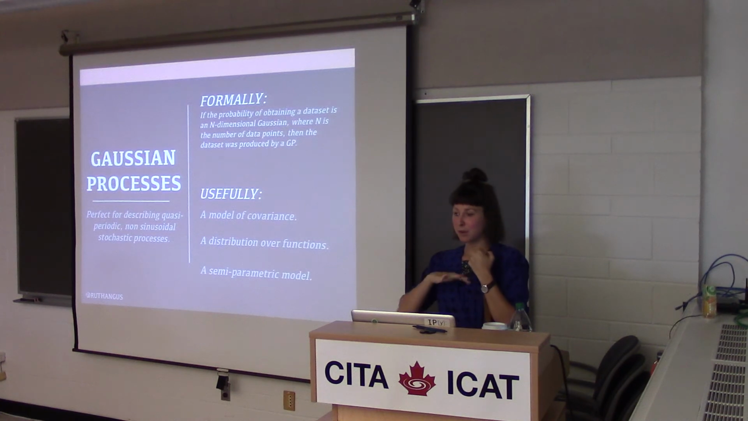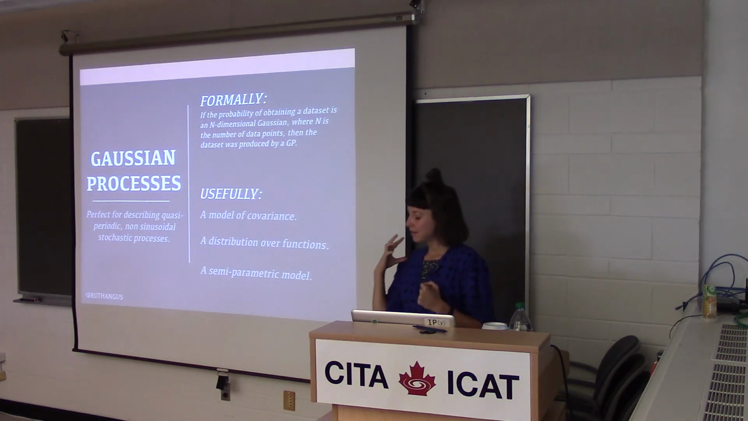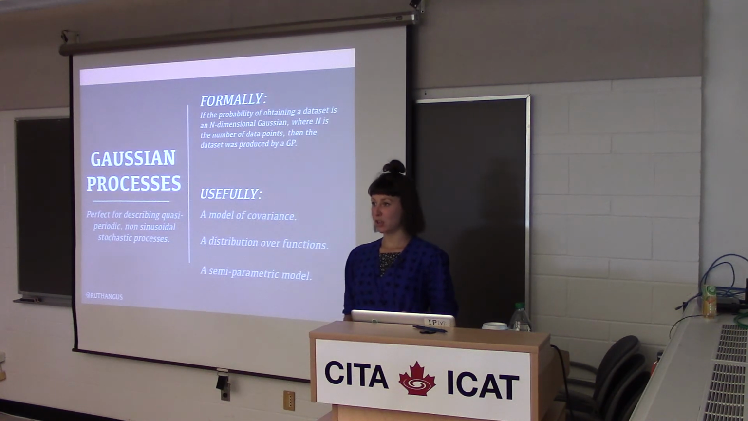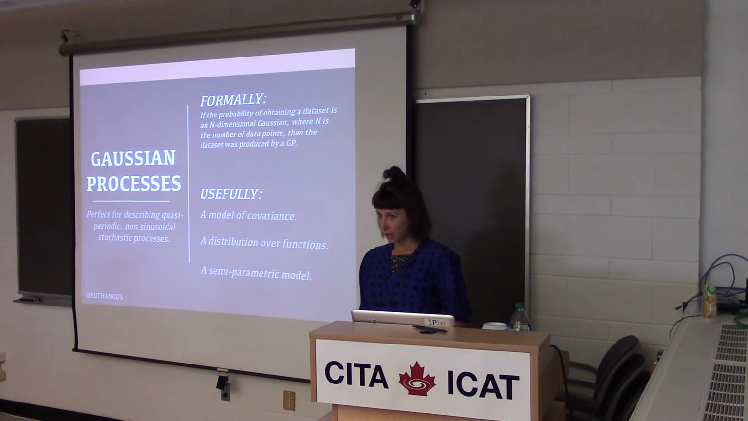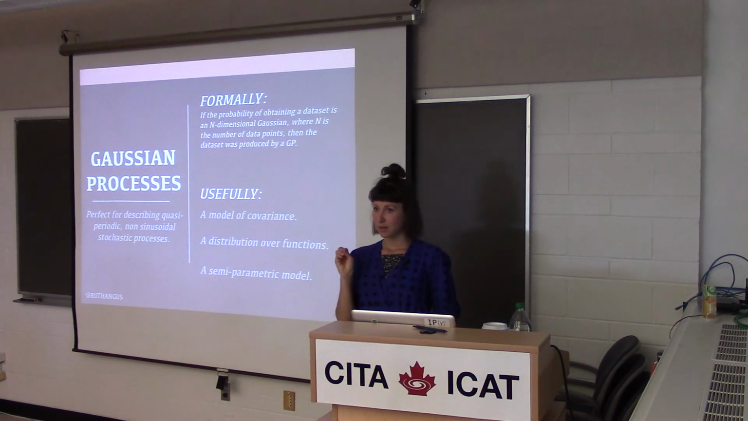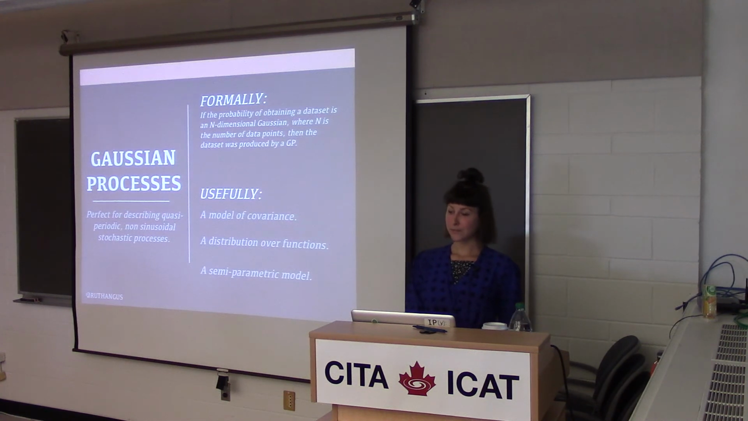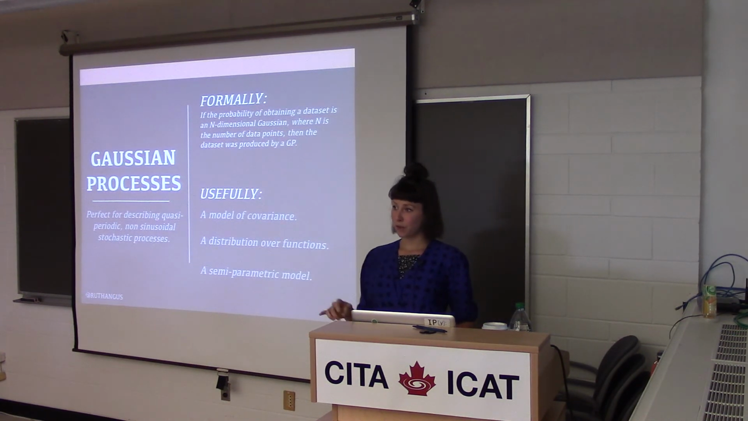You can also think of a Gaussian process as a distribution over functions. So you're not making a decision about what your function is. You're not saying, I want to use a sinusoid or a polynomial. You're remaining completely agnostic about exactly the function that you're modeling. It's also semi-parametric, which means that it can take a variety of shapes with only a few parameters.